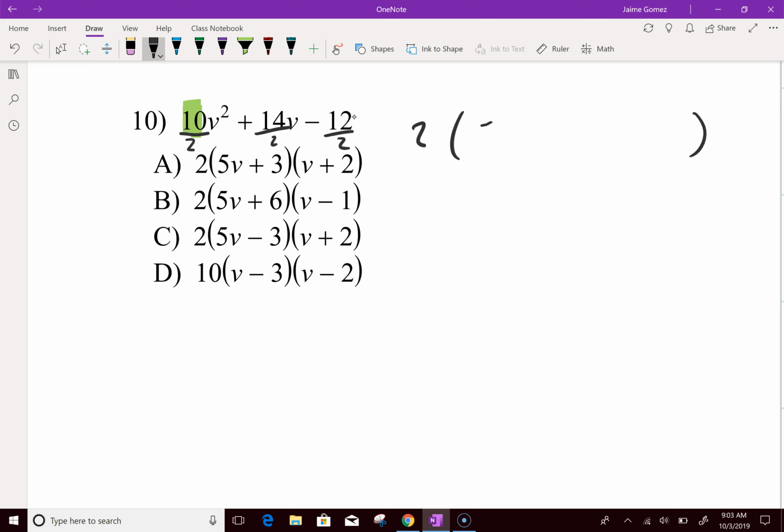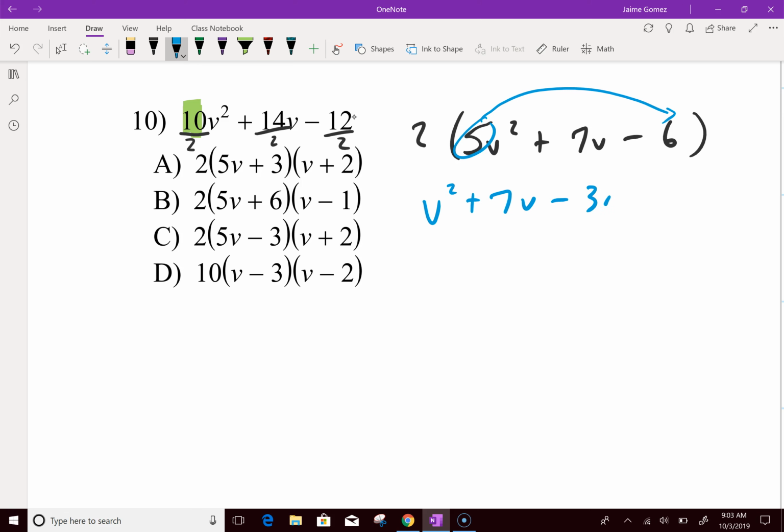And 10 divided by 2 is 5v squared. Plus sign. 14 divided by 2 is 7v. Minus 12 divided by 2 is 6. Now multiply the 5 times the negative 6, which gives us v squared plus 7v minus 5 times 6 is 30.